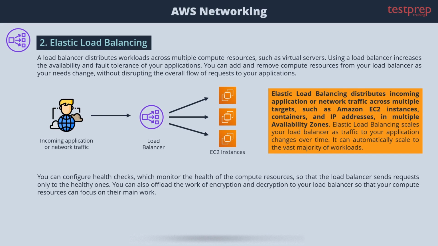Elastic Load Balancing distributes incoming application or network traffic across multiple targets, such as Amazon EC2 instances, containers, and IP addresses, in multiple availability zones. Elastic Load Balancing scales your load balancer as traffic to your application changes over time. It can automatically scale to the vast majority of workloads. You can configure health checks, which monitor the health of the compute resources, so that the load balancer sends requests only to the healthy ones. You can also offload the work of encryption and decryption to your load balancer, so that your compute resources can focus on their main work.